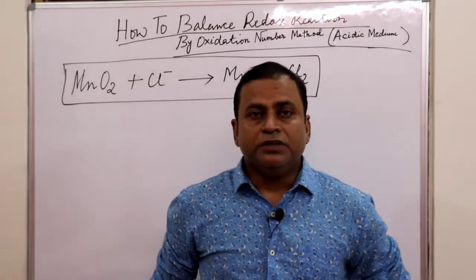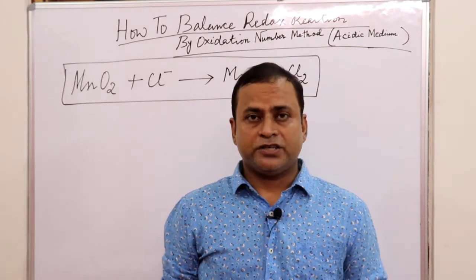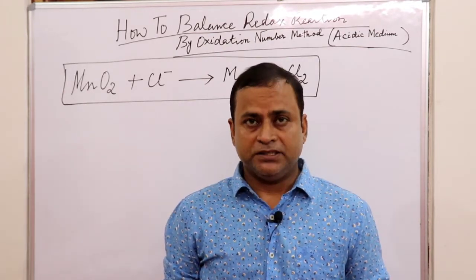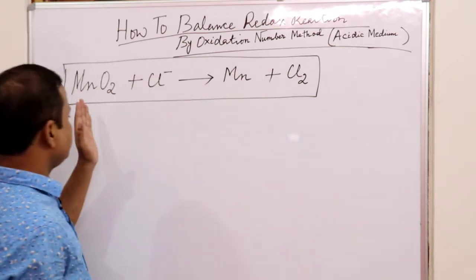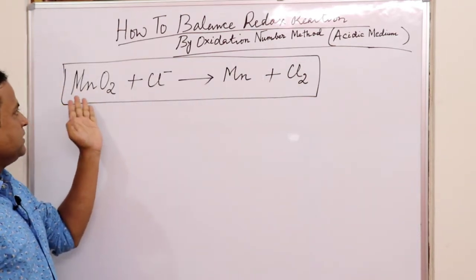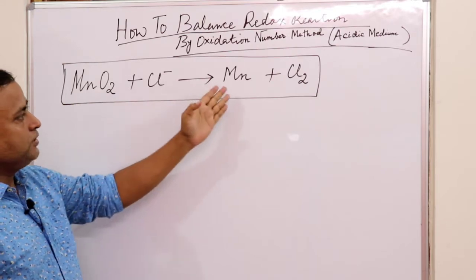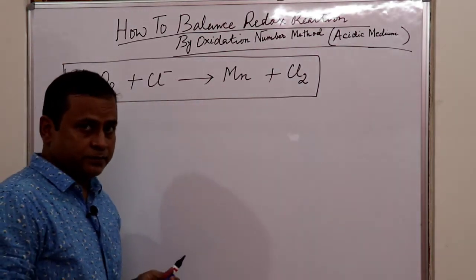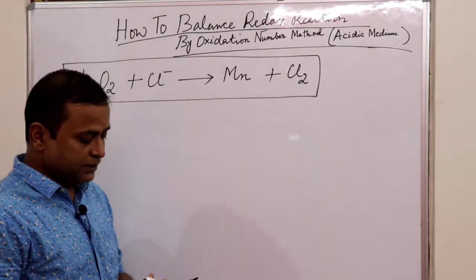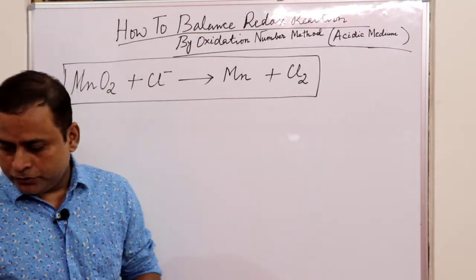In this video, you will learn how to balance a redox reaction by the oxidation number method in an acidic medium. So let's start. I have taken a redox reaction, that is MnO2 plus Cl minus giving Mn plus Cl2. As usual, the first step is to calculate the oxidation number.